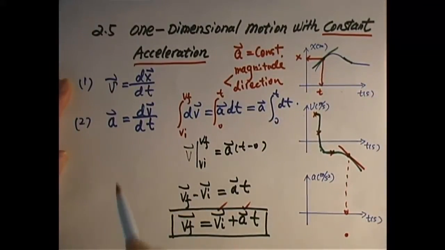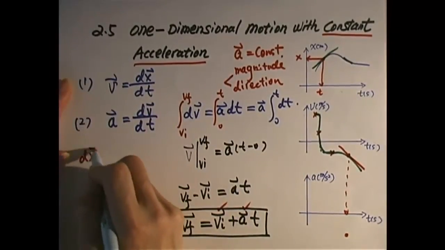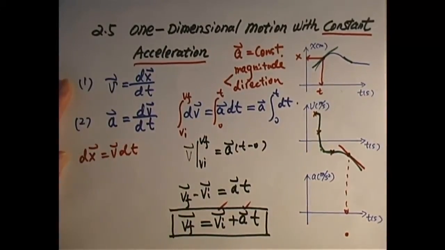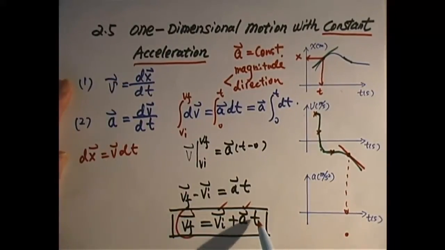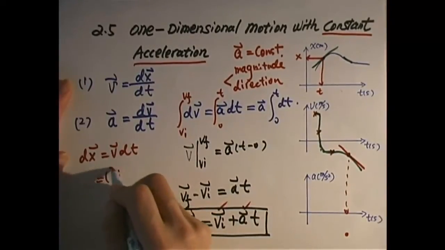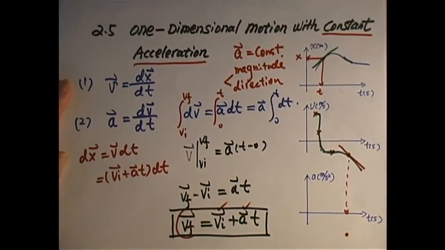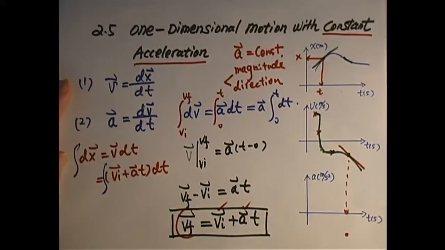We have v equal to dx/dt. This means dx equals v dt. This v is the v at any time moment, so it is v final. We plug that in: v final is our v initial plus at, times dt. If we want to do the integral, we just do this and that.